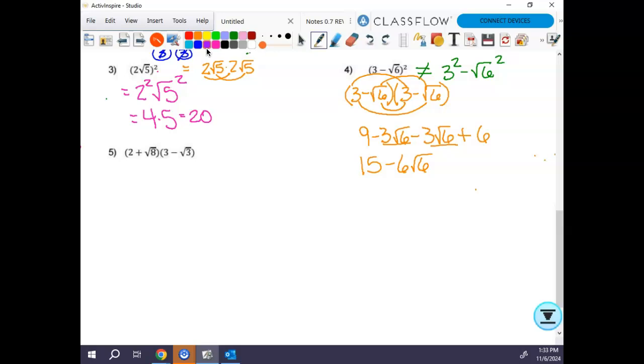This one is not a special case. This one is not a difference of squares. That's why I was like, do I talk about it on that one or do I not? Because these don't actually all match up. But I can still multiply them. It's just not a special case. Here I'm going to have to FOIL.